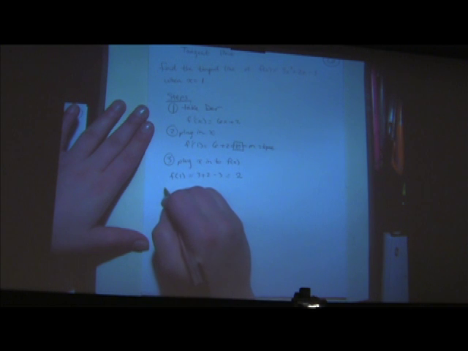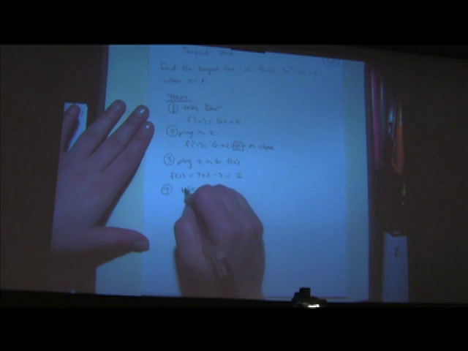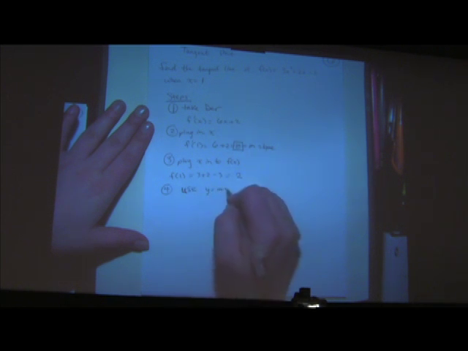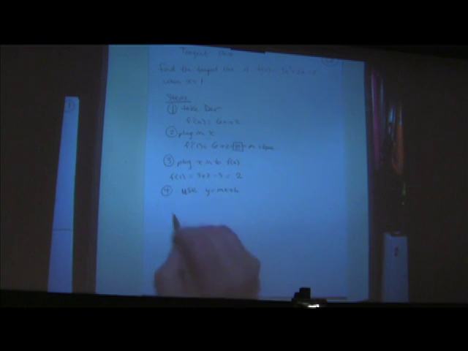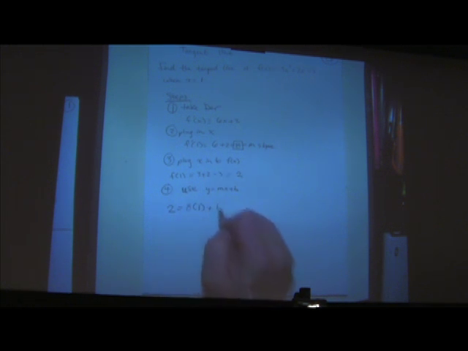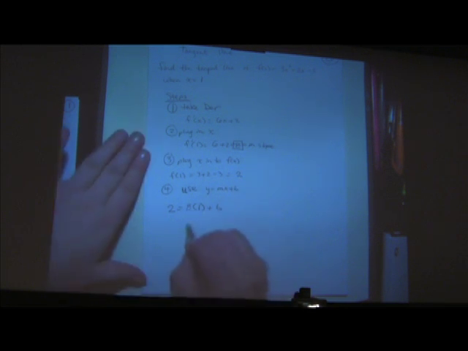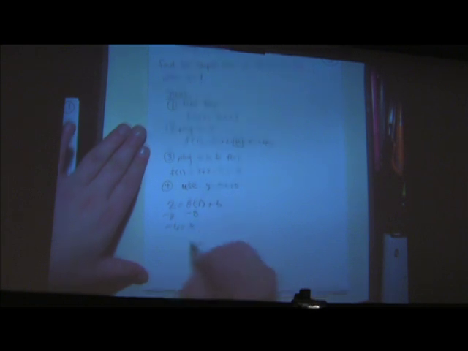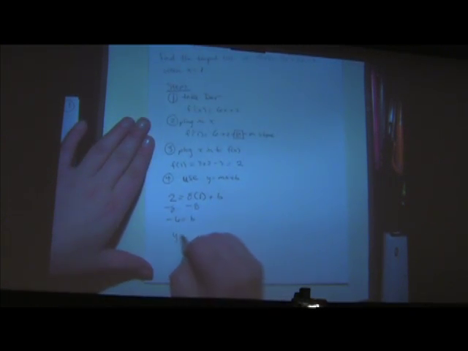Right? So now, use y equals mx plus b. So I know that y is 2, I know that m is 8, and I know that x is 1. And that makes it so I can solve for my b. So I'm going to minus 8, negative 6 is equal to b. So then I would have y equals 8x minus 6, and I'm done.